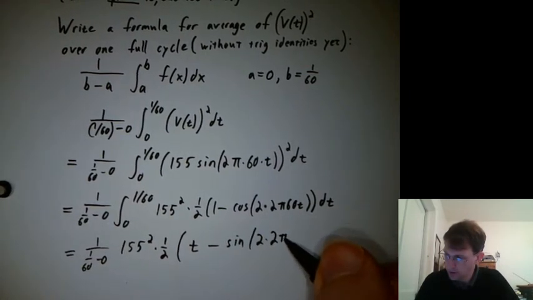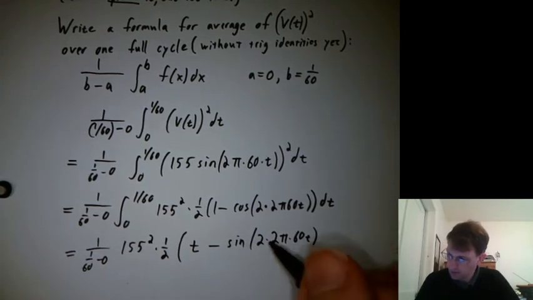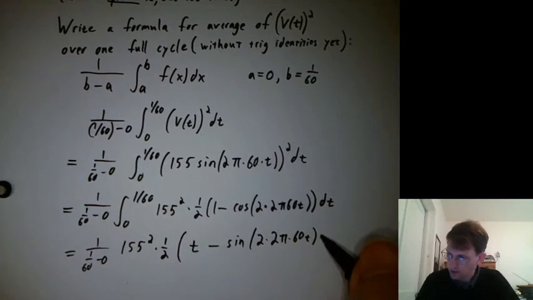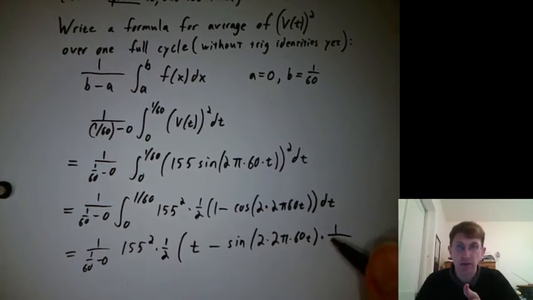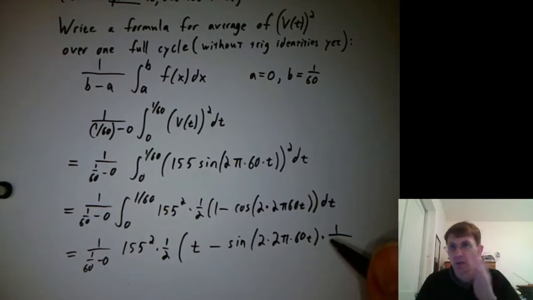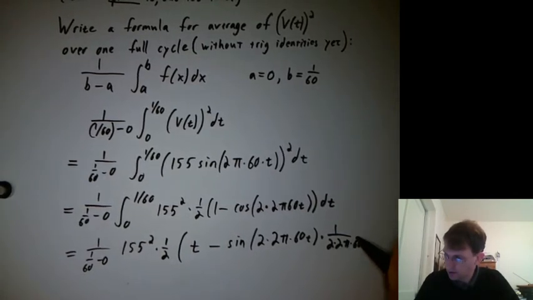2 times 2 pi times 60t. So at the same frequency, but then you have to divide by the frequency you're using. You could do a u substitution there if you wanted to, or you can just remember that shortcut. So 2 times 2 pi times 60. And we're doing all that from 0 to 1/60th.